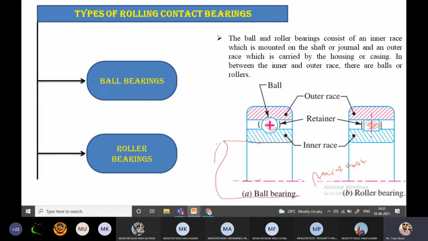Based on the requirement, and these balls and rollers are held at a constant distance to avoid contact between them. Suppose these are balls, these are all going to be maintained at a constant distance. To maintain the constant distance, we use retainers, so here you can find the retainer. The retainer or holder is used to maintain these balls or rollers at a constant distance, to avoid contact between these balls or rollers.